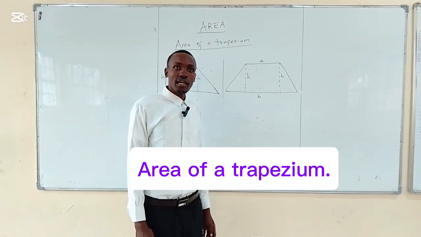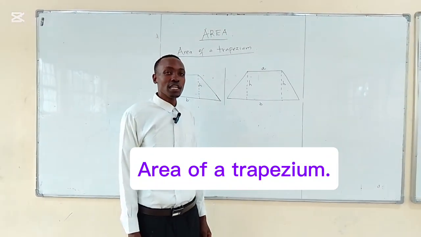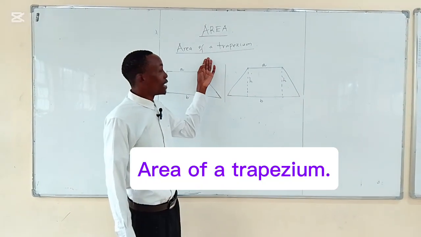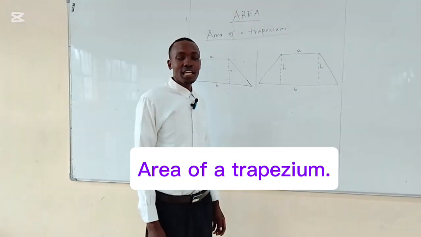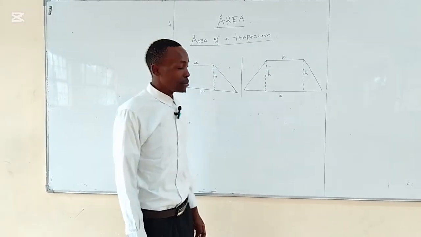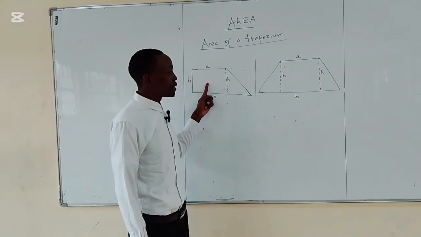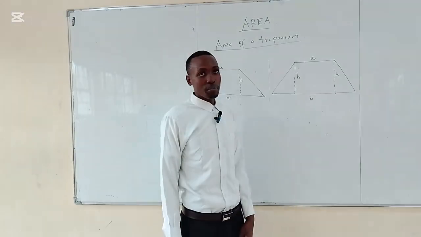We were talking about area. So the first time we talked about area of a triangle. Now today we are going to talk about area of a trapezium. So you can be given two types of trapezium. So let me say this is a type A trapezium, and this is a type B trapezium.